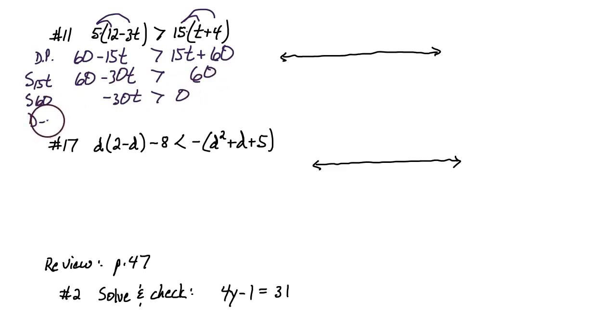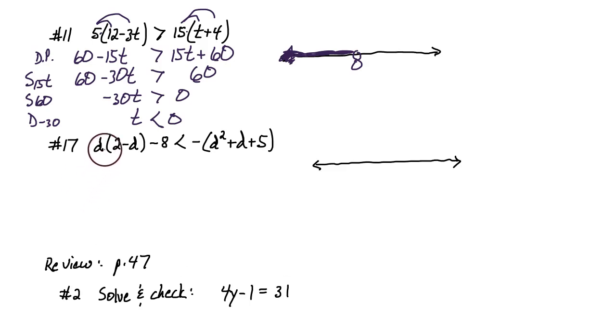Finally, divide by the negative 30 to get the letter t alone. We divided by a negative. What happens to that arrow? It switches. 0 divided by negative 30 is still 0. So our answer is t is less than 0. Write 0, put an open dot, and shade to the left for all the numbers less than 0.